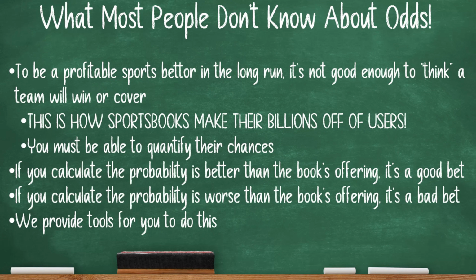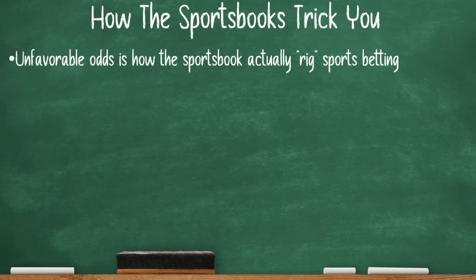And if you listen to sharp bettors, truly sharp bettors, professionals who do this, they don't say, oh, I like Alabama to win. They say, I like Alabama to win at this number, right? At this price. And that's the key difference between professionals who actually win money and amateurs who don't over the long run. So, how do sports books trick you?